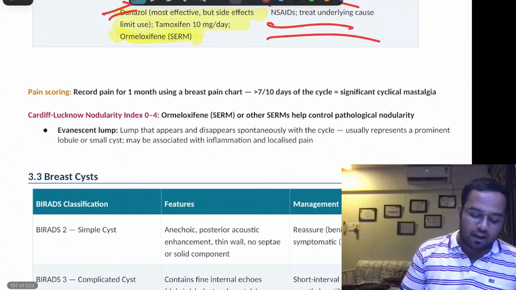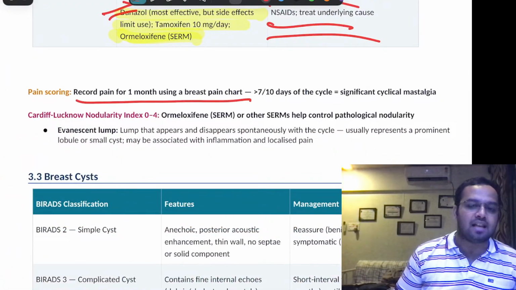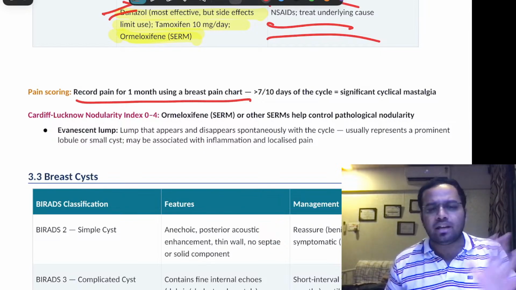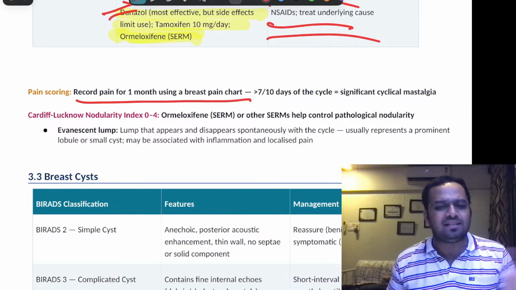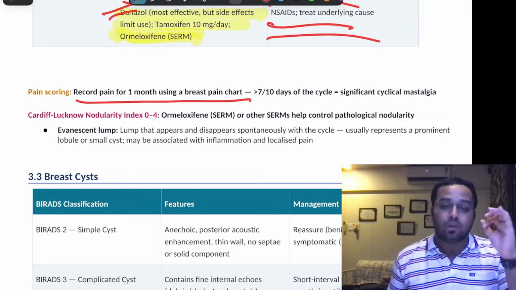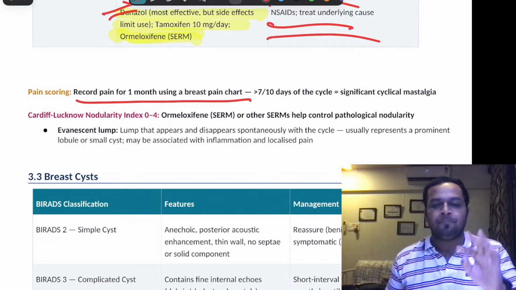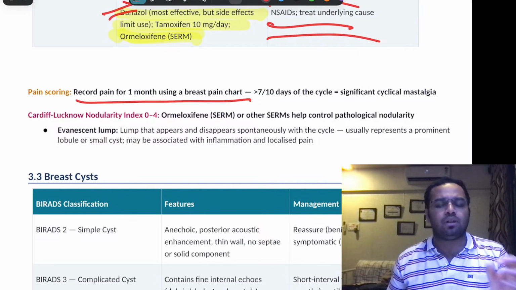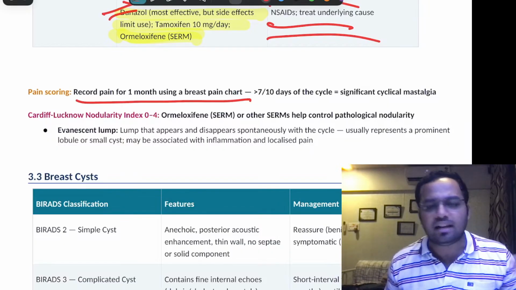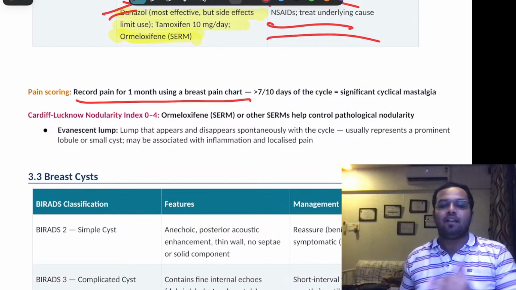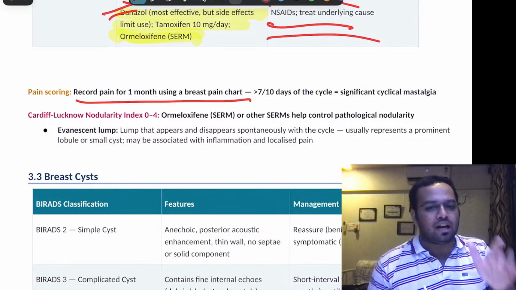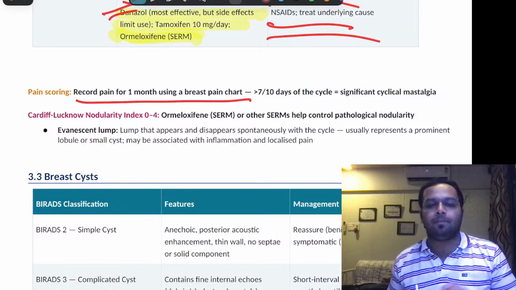So, pain scoring: record pain for 1 month using a breast pain chart. Whenever the patient is not sure about the pain, saying, "Sir, I don't know, I haven't correlated it with menses that much," that is the time you can give her a breast pain chart. You can ask her to come after 1 month. If the pain is very acute, like an abscess, then obviously you evaluate and admit. But if the pain is non-specific and you are not able to localize any pathology, you can give her a breast pain chart.